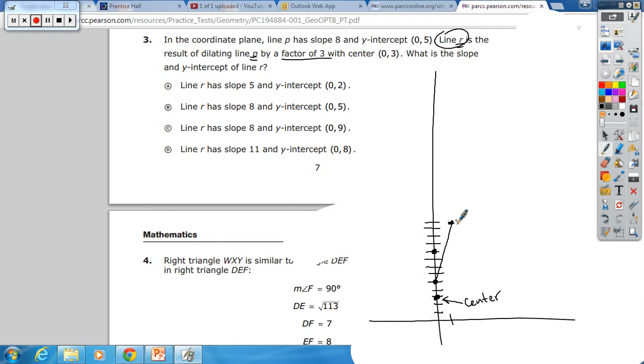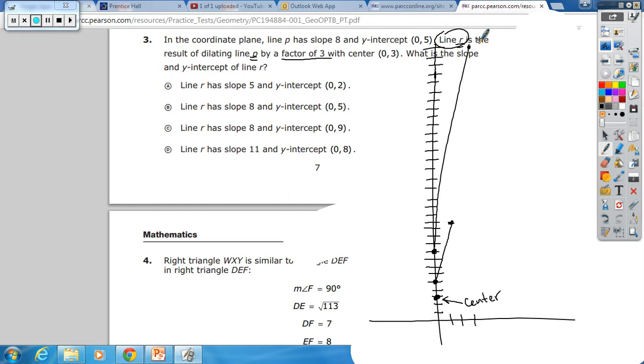So as a result, if we're going up 8 and over 1, from this point, I'm going to go up 3 times 8 and over 3 times 1. So if I do that, this is going to go up 24. So 1, 2, 3, 4, 5, 6, 7, 8, 9, 10, 11, 12, 13, 14, 15, 16, 17, 18, 19, 20, 21, 22, 23, 24. Okay, so there's 24. And over 3 times 1, which is over 1, 2, 3. Okay? Now what I want you to see from all this is that the slope of these 2 lines is going to be the exact same.